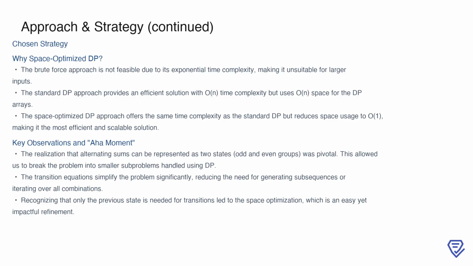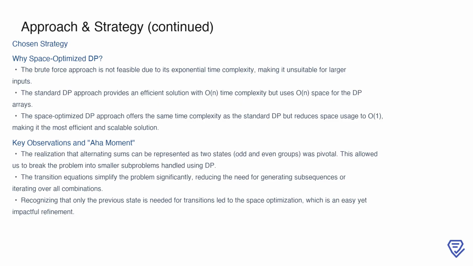The brute force method, while intuitive, is computationally prohibitive due to its exponential time complexity. Standard dynamic programming significantly improves efficiency with a linear time complexity of O(n), but it still requires O(n) space for the dp arrays. By refining this further to use only two variables, the space-optimized dp approach achieves the same time efficiency while reducing space usage to O(1). This makes it the most scalable and efficient solution.